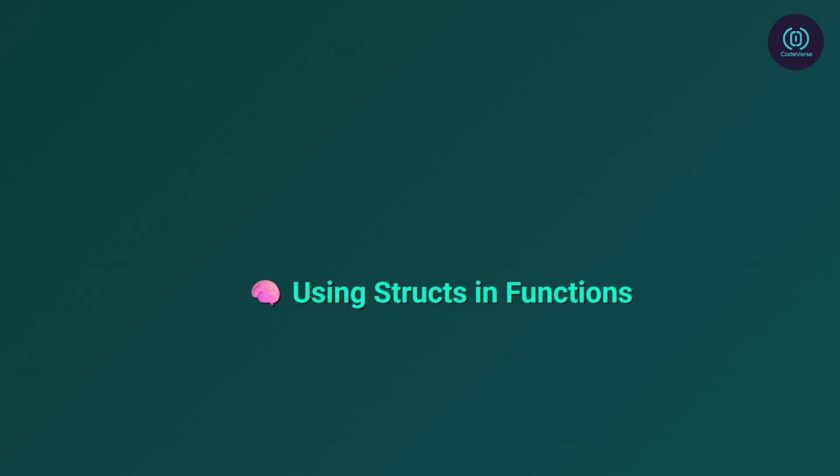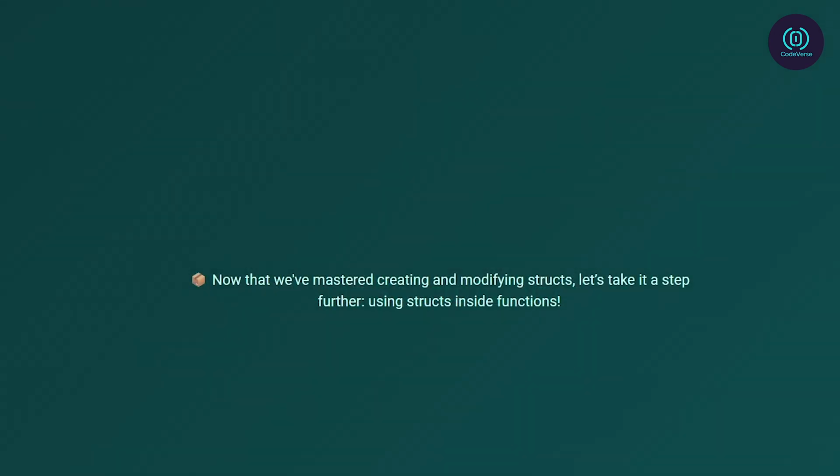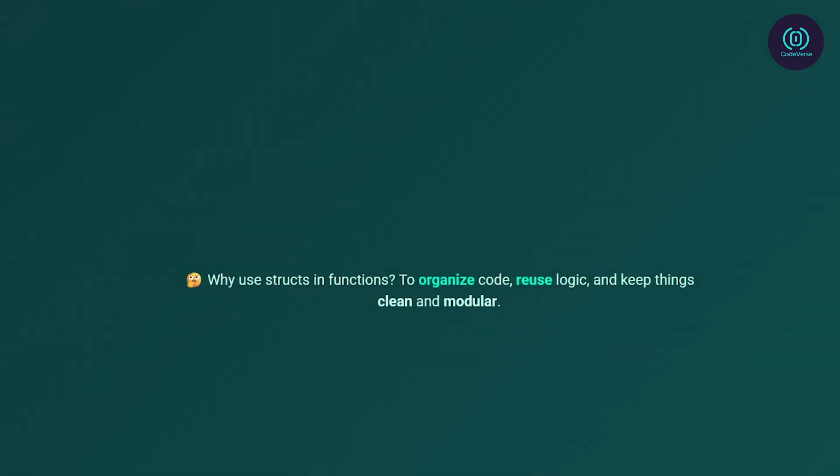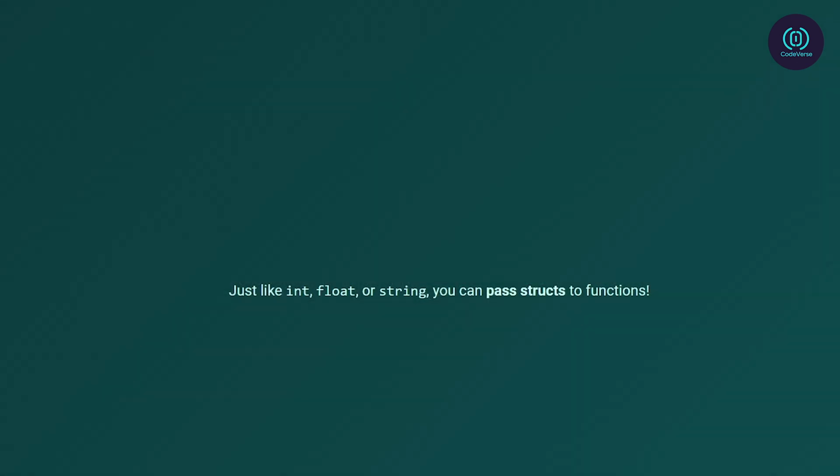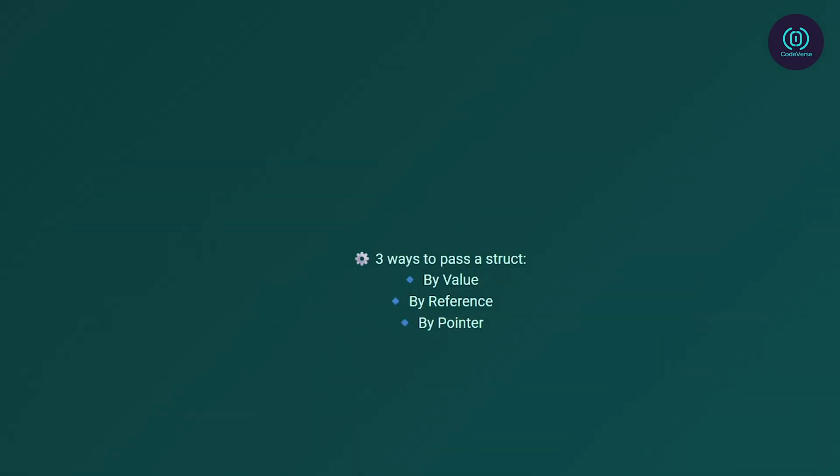Now that we've mastered creating and modifying structs, let's take it a step further by using structs inside functions. Why would we want to do that? Because it helps us organize code, reuse logic, and keep things clean. Just like we pass int, float, or string to a function, we can also pass an entire struct. There are three main ways to pass a struct to a function: by value, which makes a copy of the struct; by reference, which gives direct access to the original; and by pointer, like reference, but with a different syntax.